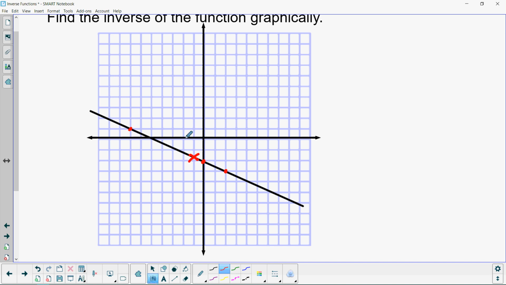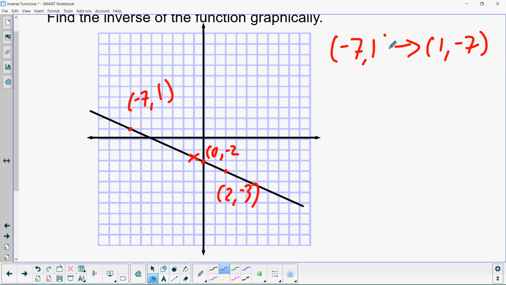The ordered pair here is 0, -2. And the ordered pair right here is 2, -3. So to find our inverse, what we're going to do is reverse these 3 ordered pairs. So -7, 1 turns into 1, -7. 0, -2 turns into -2, 0. And 2, -3 turns into -3, 2.